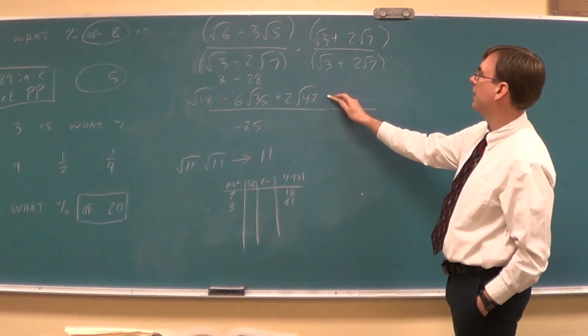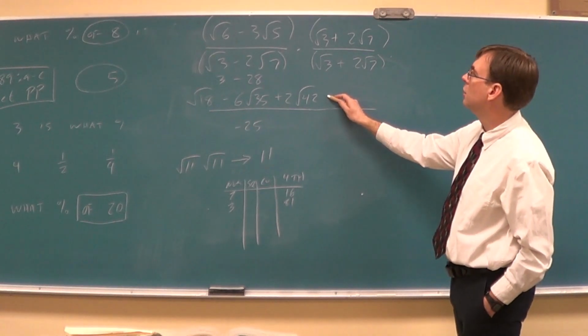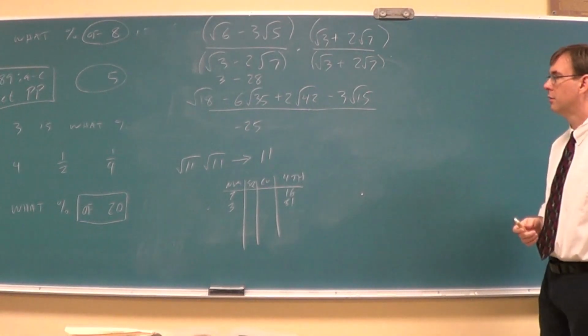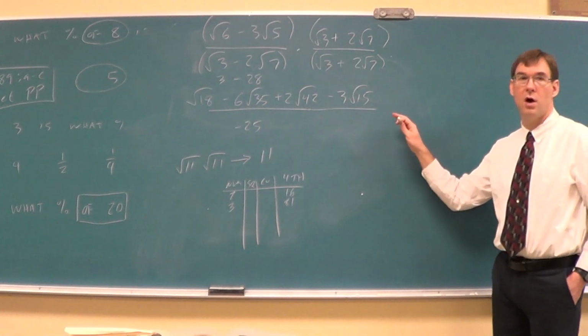And then there's one more thing in there, 3 somewhere. Root 15. 2 root negative 15? 3 root 15. Negative 3 root 15 is in there, that's all true. Anybody not okay with the FOIL?